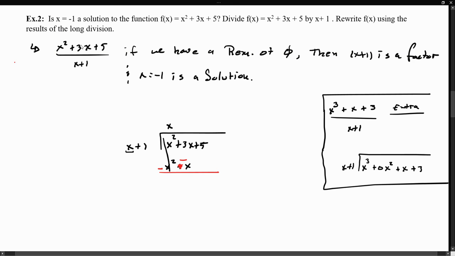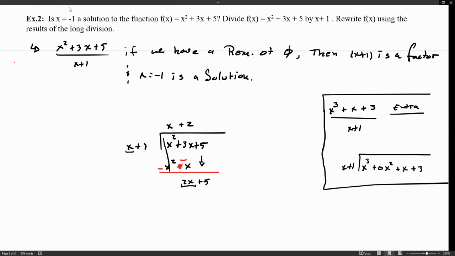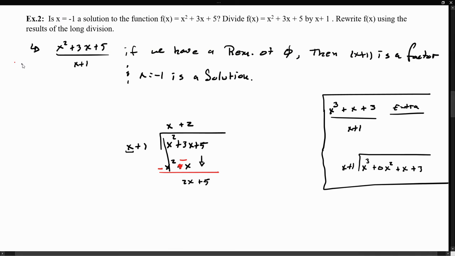Well, this is going to cancel out. 3x minus x, well, that's just 2x. This 5, we're just going to bring it down. And now we repeat the process one more time. So we have an x. Now what do we need to multiply so it becomes 2x? In this case, it is just 2. And now we multiply. So we got x, we need to multiply times 2, so that becomes 2x. And 1 times 2 is positive 2.